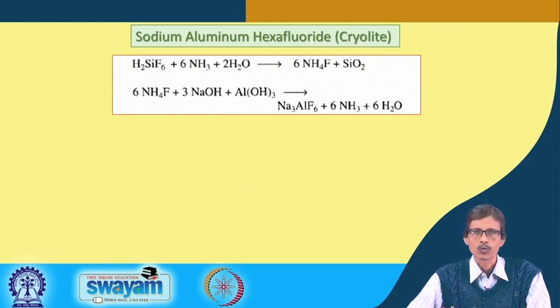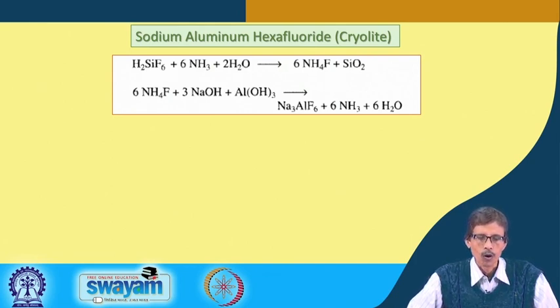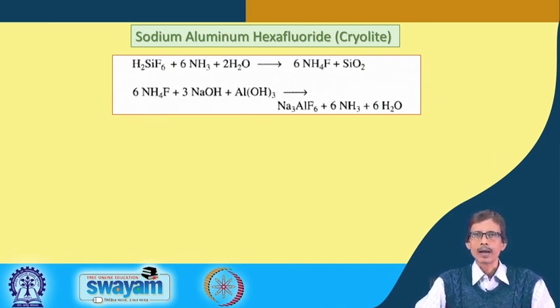So, you get 2 products, one is ammonium fluoride and another is silicon dioxide. Now, whether this ammonium fluoride can be useful for making cryolite, that means how we can make synthetically prepared cryolite, because not all the countries are lucky enough or fortunate enough to get this particular natural source of cryolite.